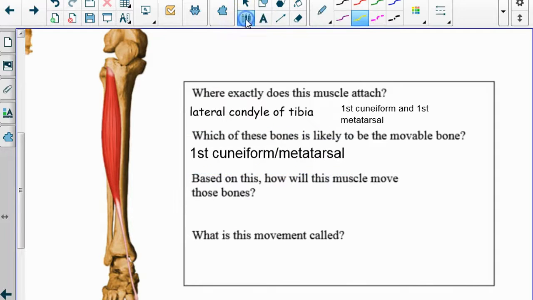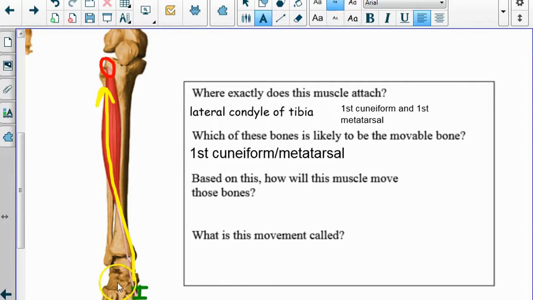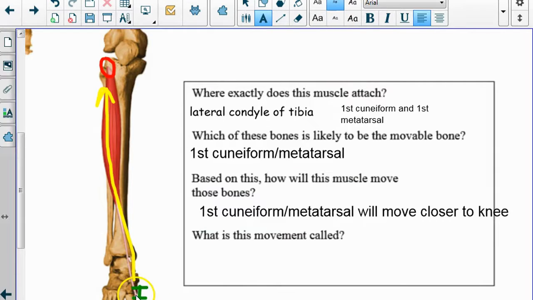So let's go ahead and put in our letters. This is our anchor end, so we're going to put an O there. This is our moving end, so we'll put our I there, and the rule that we will always follow is I to O. So here's our arrow, I will move closer to O. And that action will pull the foot end up towards the knee. What is this movement called? We're going to lift our first cuneiform, first metatarsal up towards the knee. The heel goes down because we're working at this hinge joint here. Heel goes down, toes go up. We've already learned that this movement is known as dorsiflexion.